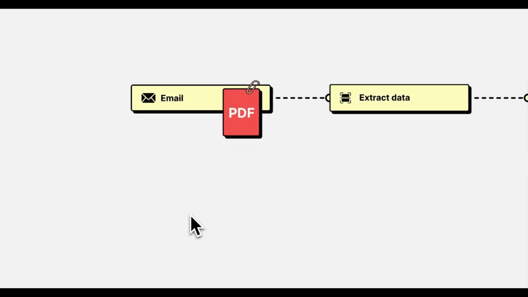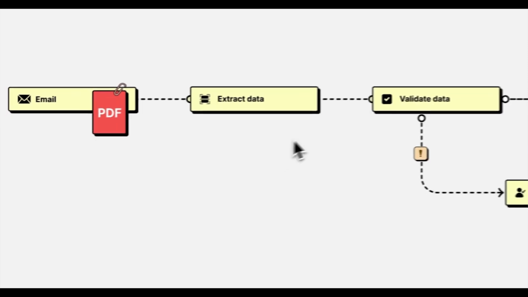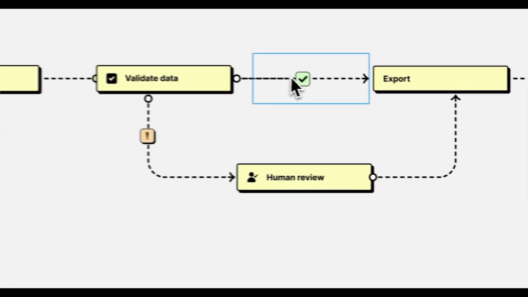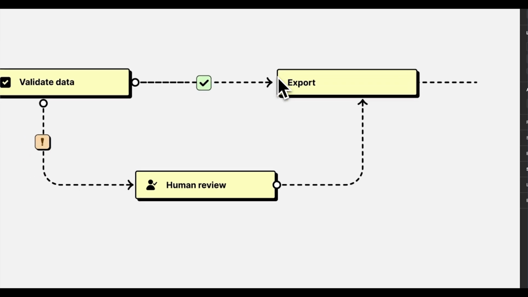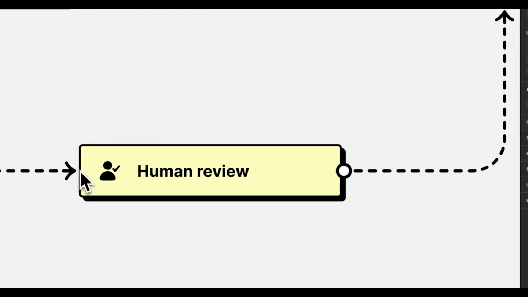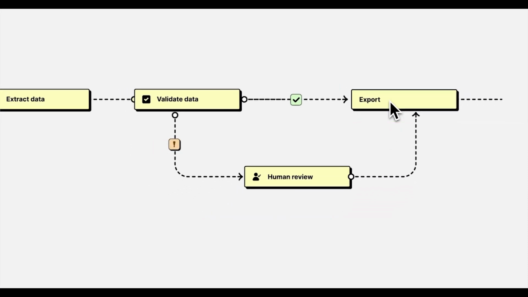An email comes in with invoice attachments. From there, it's sent to an AI agent. The data gets extracted, then it gets validated. Now this is the key part. If everything looks good, it flows straight through. If something looks off, it gets flagged and sent to a human for review. Once it's approved, the data is exported, in this case to Google Sheets.